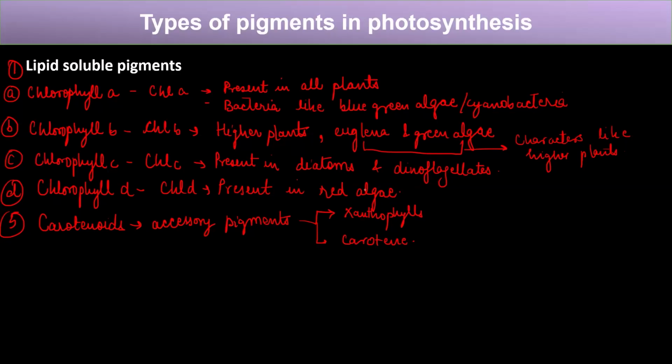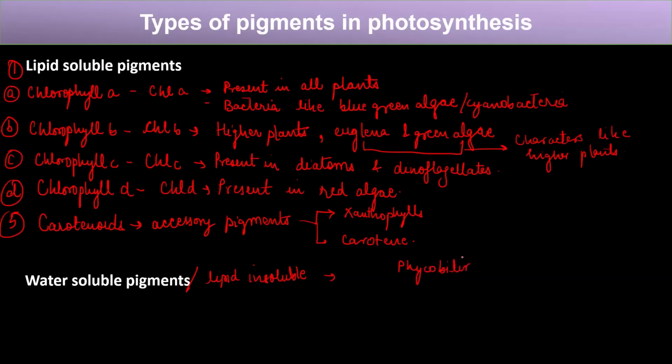So in the lipid-soluble pigments, we have 5 types: chlorophyll A, B, C, D, and carotenoids. Apart from this, we have water-soluble pigment, which we can also call lipid-insoluble pigment. In this, we have only one type that we have to study, that is phycobilins.